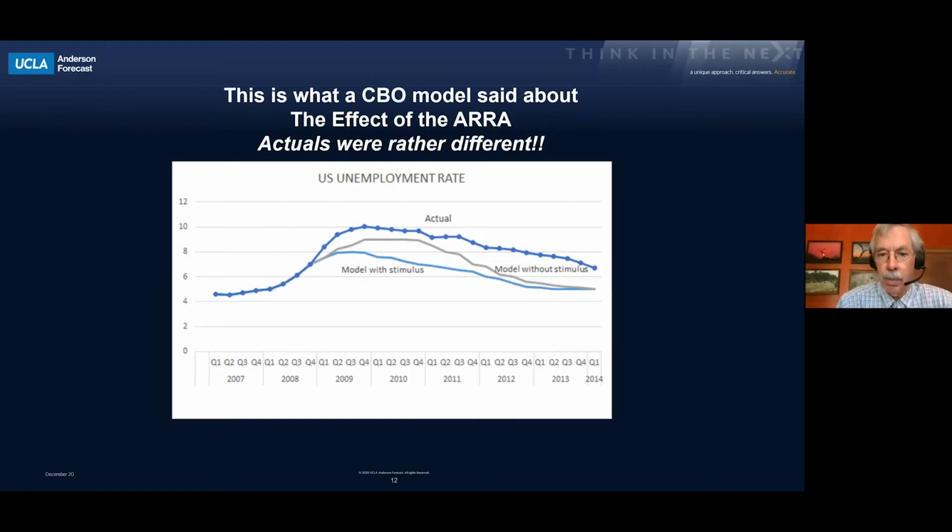Well, here's what it was back during the Obama era. This was the Congressional Budget Office. Before they knew what the actuals were, they provided a model that gives you the impact with the stimulus and without. They said the stimulus would help reduce the unemployment rate, and the actual turns out to be a lot worse. It makes you kind of uncomfortable relying on that model when the reality is so much different from what the model predicted.